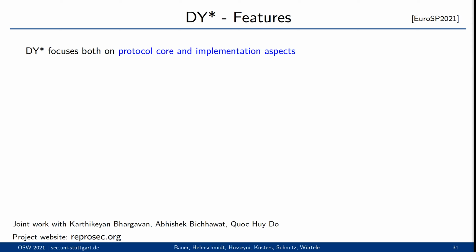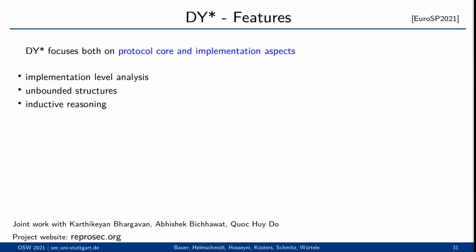So looking at some of the features, it's important that DY* focuses on both the protocol core and also on implementation aspects. So I won't go into details of all features here, but the main point is that DY* overcomes many of the limitations of already existing tools. For example, because the framework is based on F*, which is a fully fledged programming language, we can create models that essentially are implementations. That means that we can do an implementation level analysis.